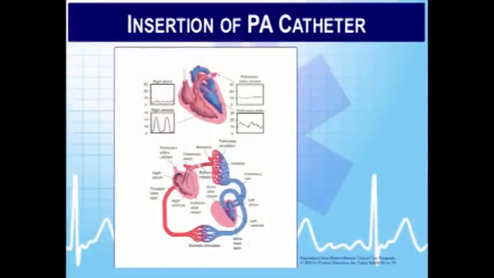So PA catheters. I brought one. This is a pulmonary artery catheter. Swan-Ganz catheter is the less generic name. It was invented in the 1960s and 70s by a Dr. Swan and a Dr. Gans out of Texas. Dr. Gans was a female physician. Actually, she just died last year, interestingly enough.